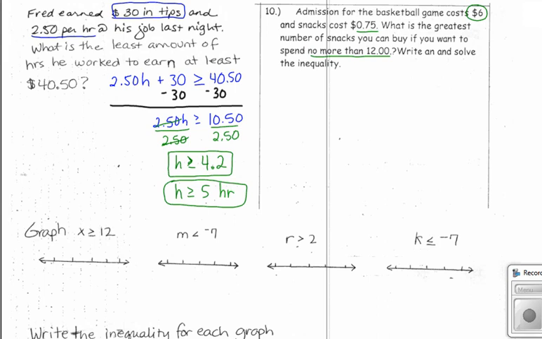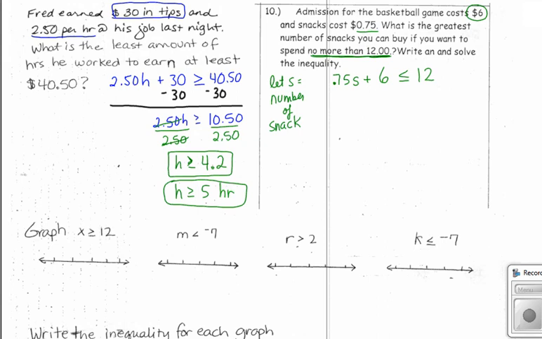You're going to have to pay for two things, snacks and admission. The snacks are 75 cents each. And if you don't know how many of them you're getting, you can just use S for the number of snacks, and they would be 75 cents each. So you would multiply that to find their total cost. So we're going to let S equal the number of snacks, and then the 75 is how much they cost per snack. Additionally, you have to pay $6 of admission. To spend no more than $12 means that you could spend $12 or you could spend less than $12. So less than or equal to 12.